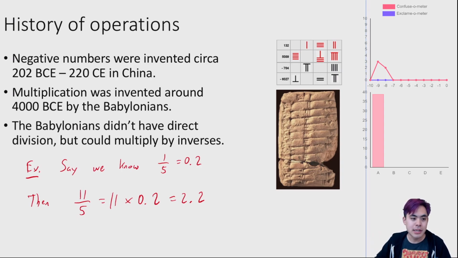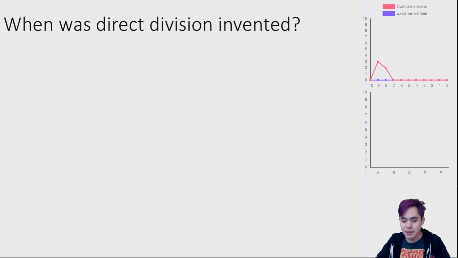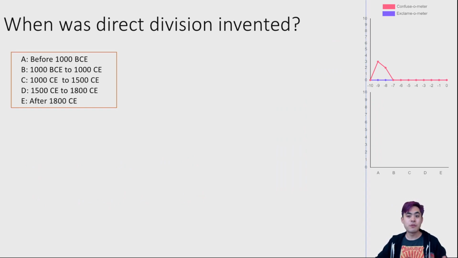Which of course brings us to our history question. So let me reset. When was direct division invented? Was it before 1000 BCE? Was it between 1000 BCE and 1000 CE? Was it between 1000 and 1500, between 1500 and 1800, or after 1800 in the current era?